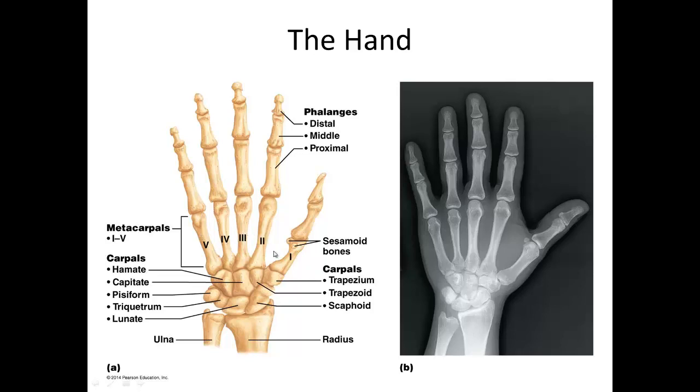So the metacarpals are labeled 1 through 5, starting laterally. So the first metacarpal is the thumb. The 5th metacarpal is associated with the pinky finger. And for the phalanges, we have 3 distinct rows of phalanges for the fingers. So we have a proximal row, a distal row, and an intermediate or middle row that allows us to grasp objects. For the thumb, we only have 2 rows. There's only distal and proximal rows, so we don't have this middle or intermediate phalanx separating the proximal and distal row of the thumb.